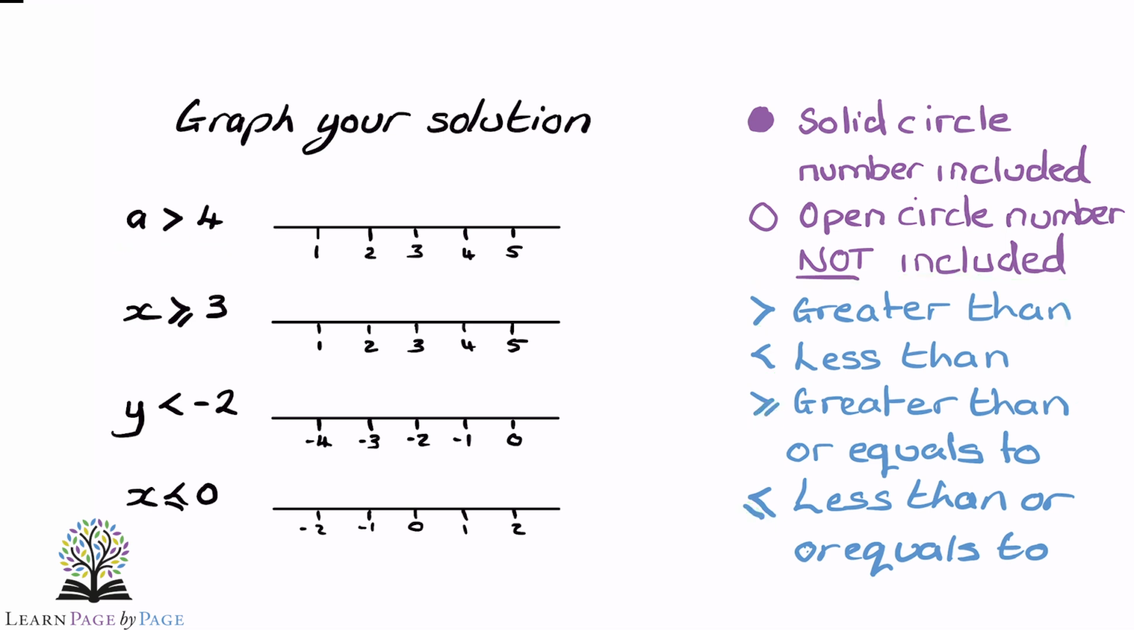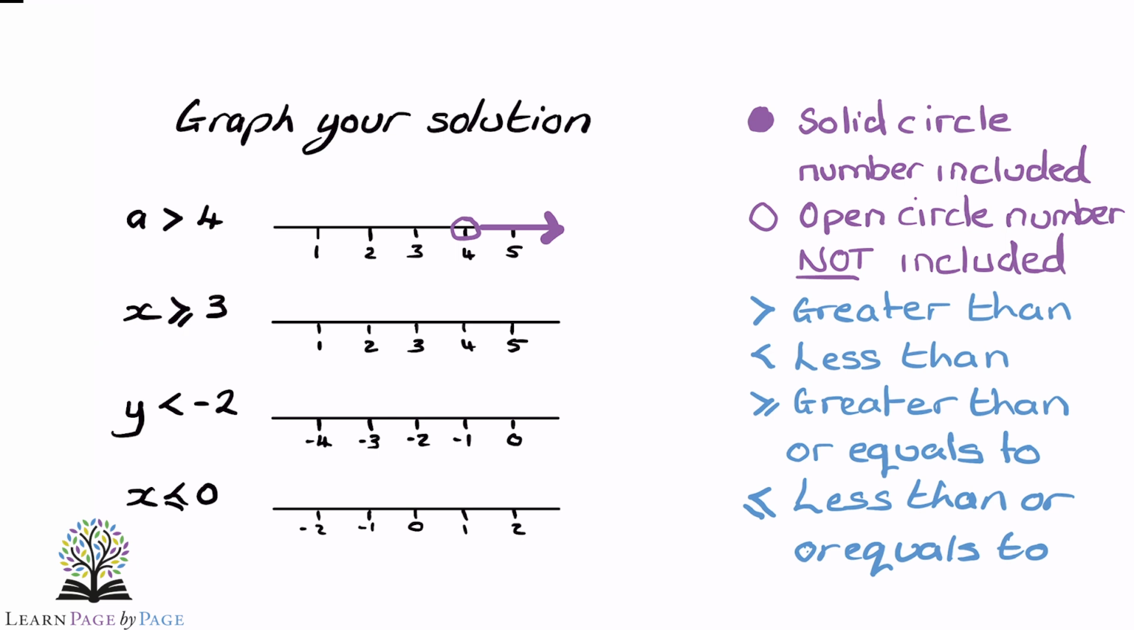The first one, a is greater than 4. So we have 4 on our number line, and if we look at the inequality sign, we can see it's just greater than. So when the number is not included, it's an open circle. So find number 4, draw an open circle there, and because it's greater than, you'll be going in this direction. Draw your line, pop an arrow on the end, and there you've successfully graphed this inequality, this solution on the number line.